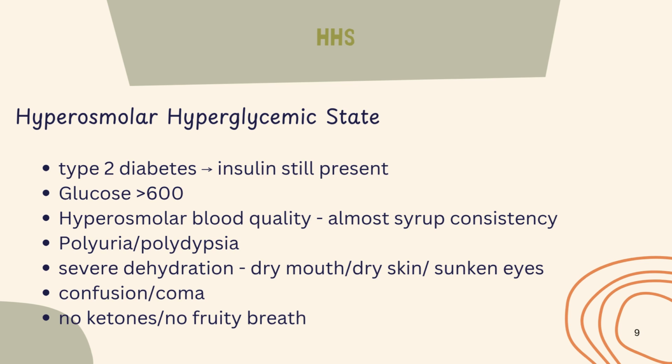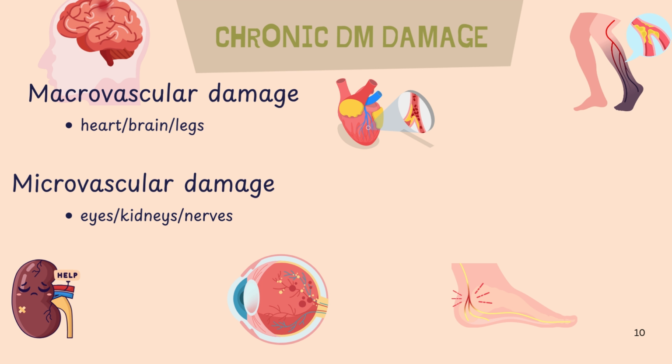But to reiterate, there is no fruity breath because there are no ketones to get rid of, and there's no acidosis. So now that we know what happens when the blood sugar goes dangerously high, what happens on a day-to-day basis when the blood sugar isn't spiking in crisis, but stays a little too high day after day, year after year? This is what real diabetes is in most cases.